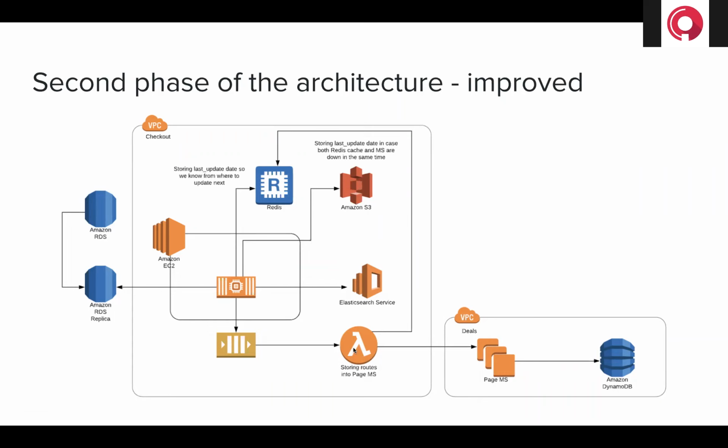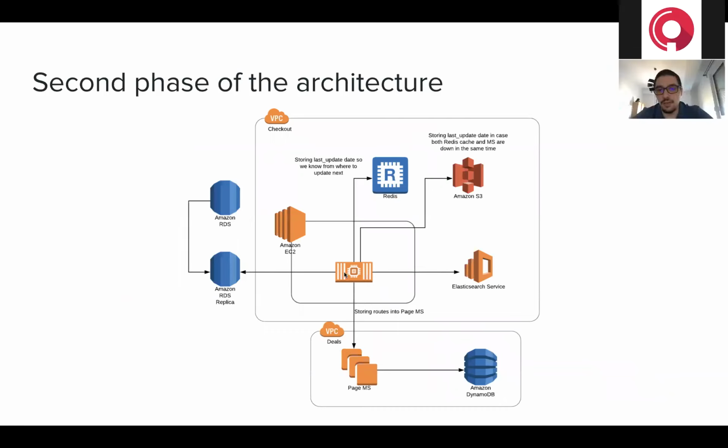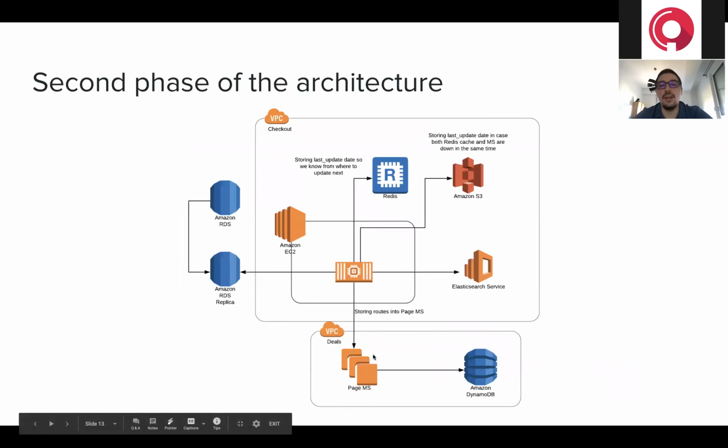Also, there is one more thing here, which is a bad solution, because this is an EC2 instance, and let's say that we want to insert 1,000 routes. If we insert 1,000 routes, we will immediately bombard the page microservice. And if we don't have some kind of throttling, there is a really high chance that the page microservice will go down.